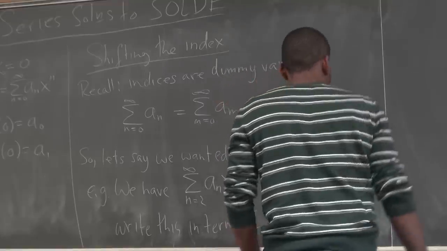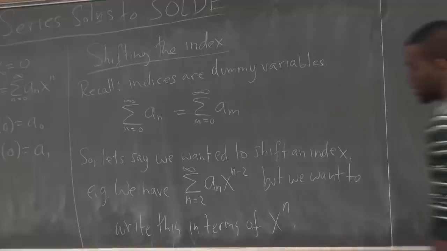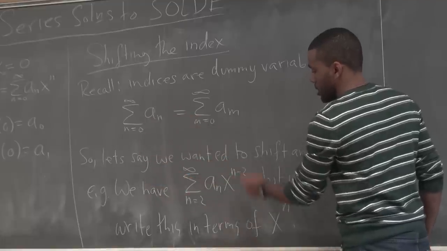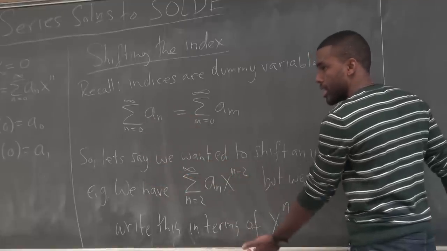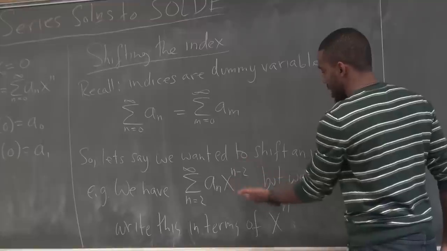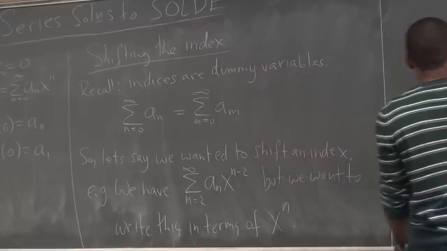So again, if we're combining power series, we need to combine like terms. If I want to combine a series that has x to the n in it with something that has x to the n minus 2, I can't do it. So what I have to do is somehow rewrite this as x to the n. And I accomplish that by shifting the index. What do I mean?